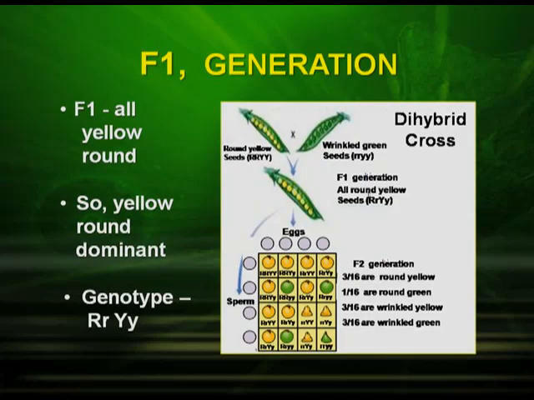In the F1 generation, what did he find? He found all yellow round. So, the yellow round is dominant. And the genotype is written as capital R, small r, capital Y and small y. Now, the next step that he did was to raise the F2 generation by self-pollination.